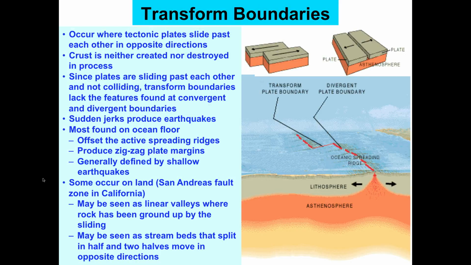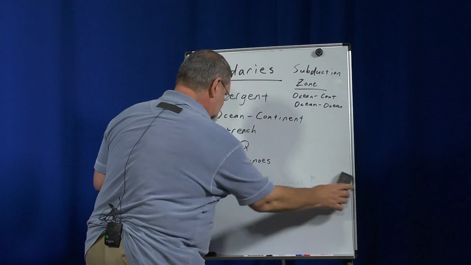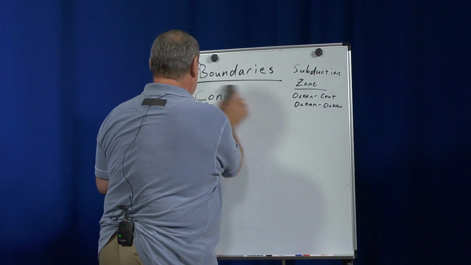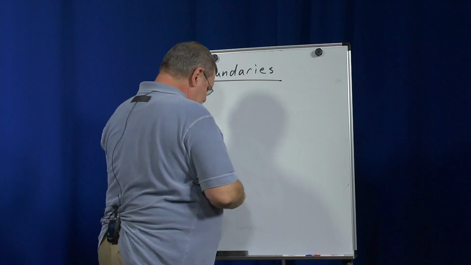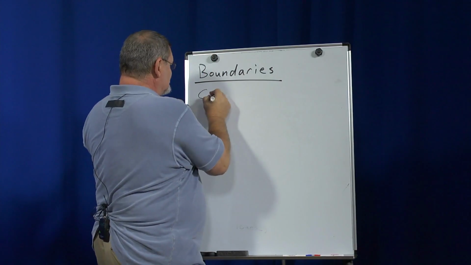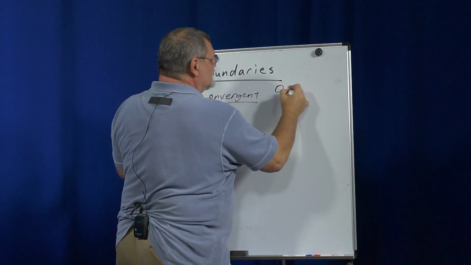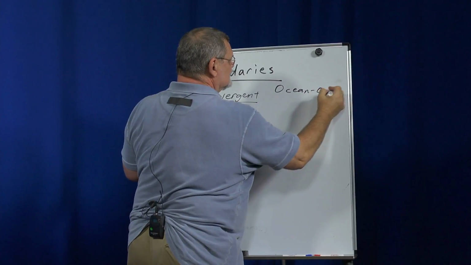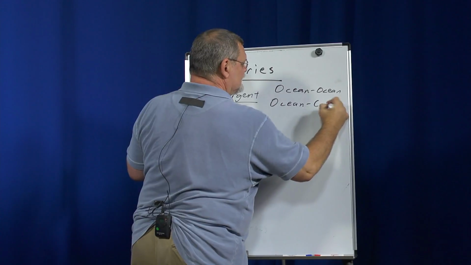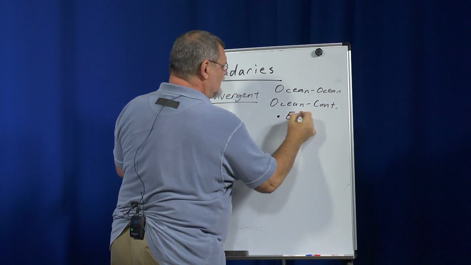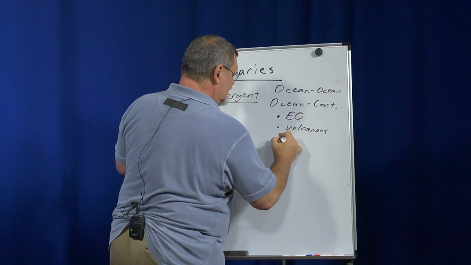Okay, and then finally, transform boundaries. And before I jump into that, let me do a quick review of all that. Let me do a quick review of convergent boundaries. So for ocean and ocean to continental plates, you're going to have earthquakes, you're going to have volcanoes, and trench.